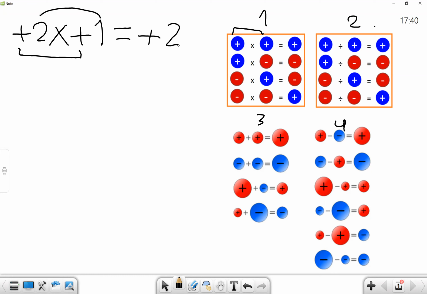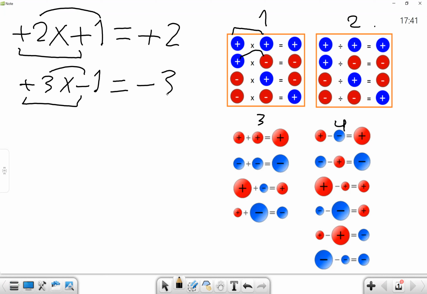And the second one, positive times negative equals negative. By the numbers, positive 3 times negative 1 equals what? Positive times negative equals negative. 3 times 1 equals 3. The result is negative 3.